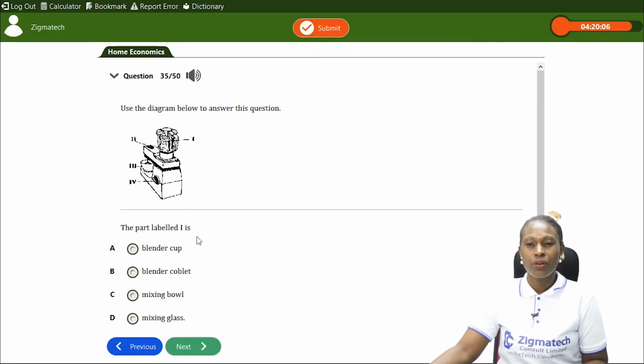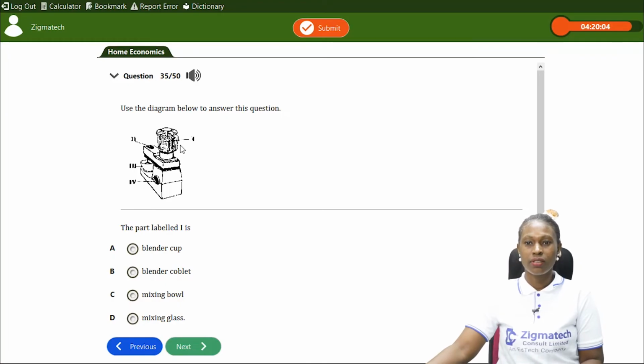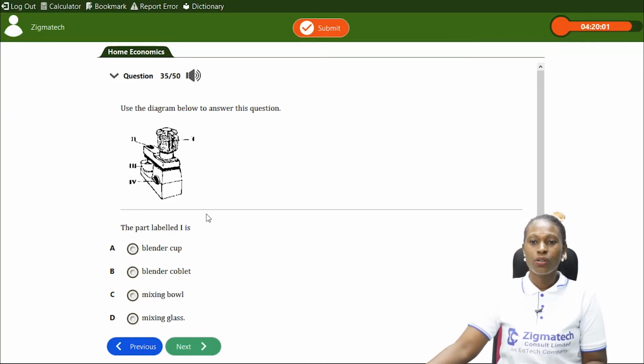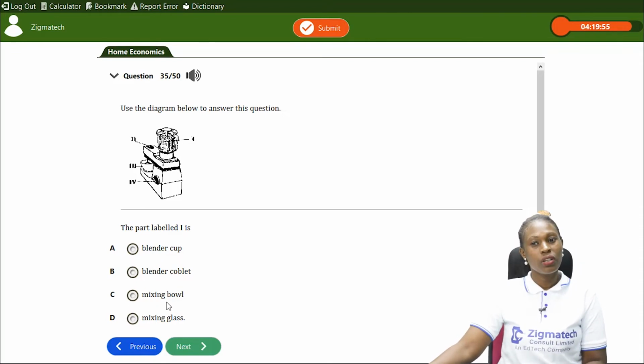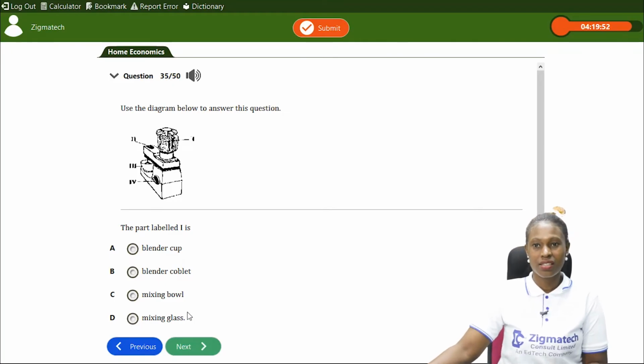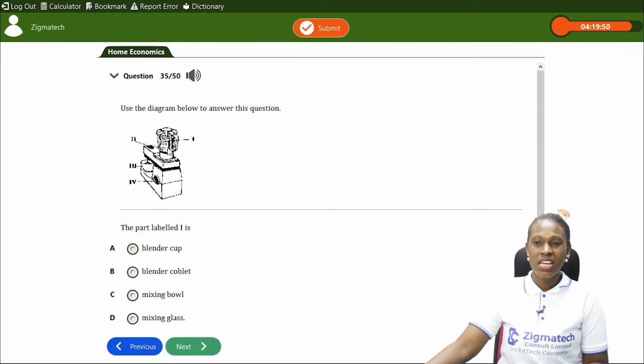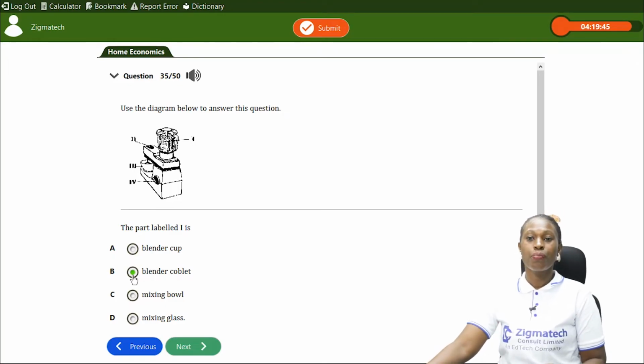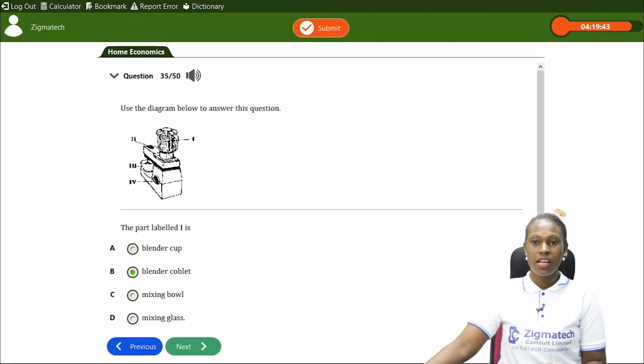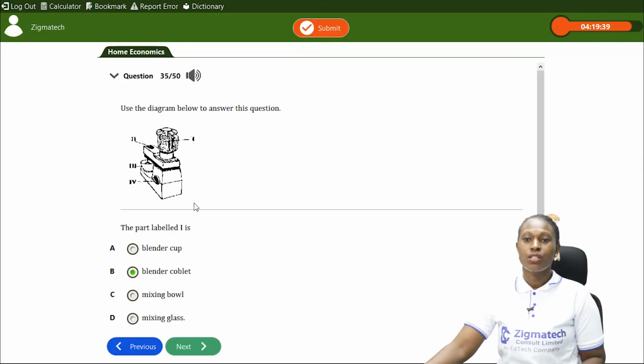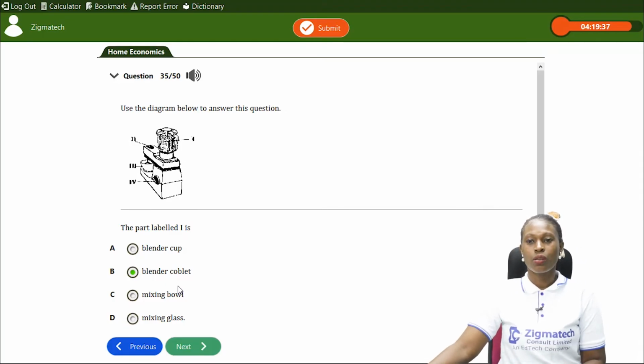Now, they said the part labeled I is, that means this one here. The part labeled I is what? Is it the blender cup? Is it the blender goblet? Is it the mixing bowl? Is it the mixing glass? Now, the answer is B. It is the blender goblet. Now, this diagram here, so labeled I is what? The blender goblet. Now, let's look at the next question.